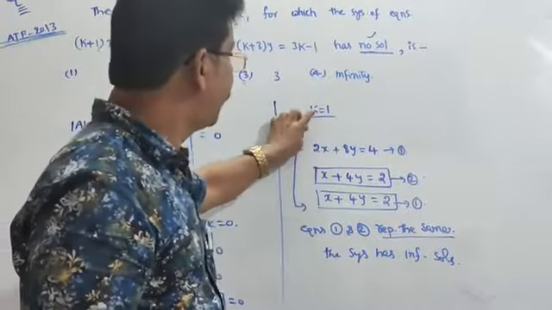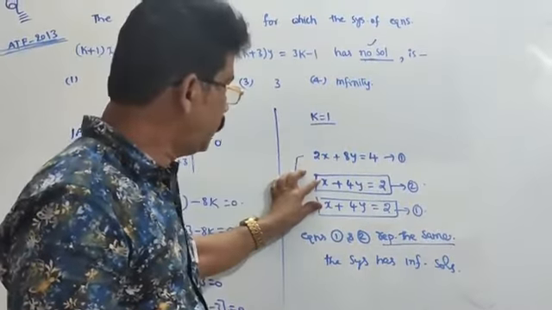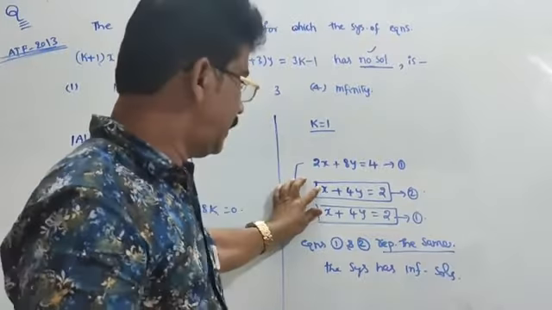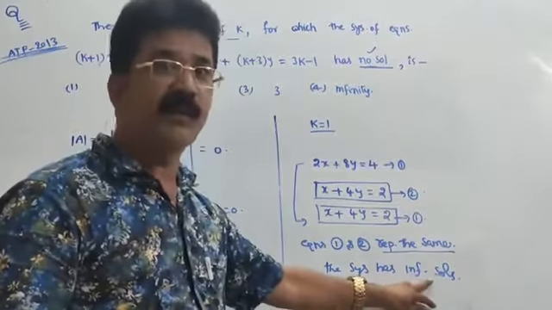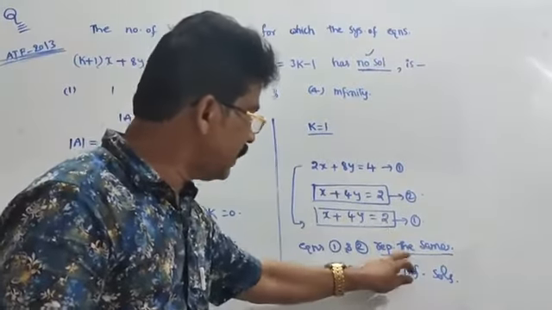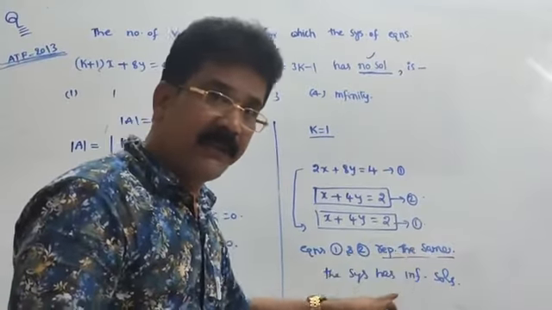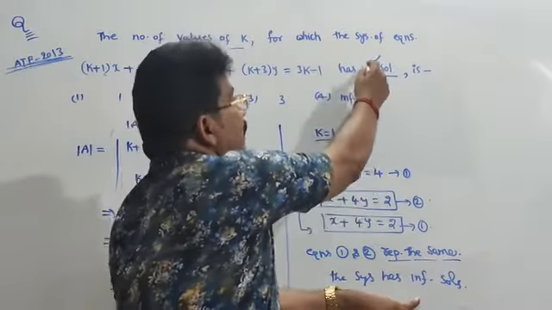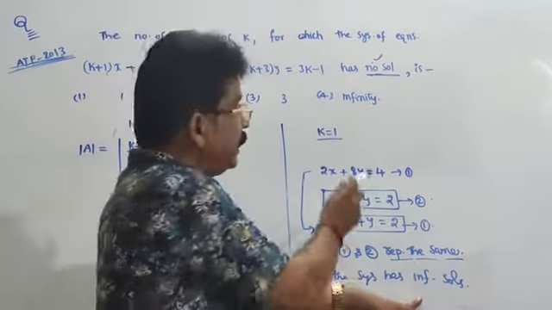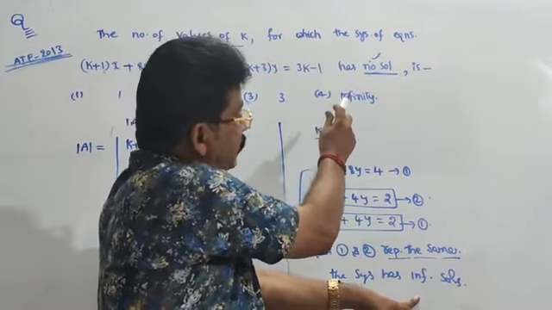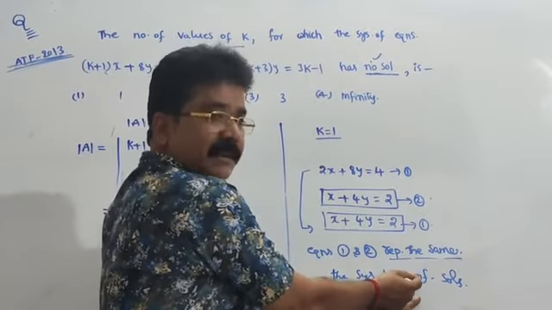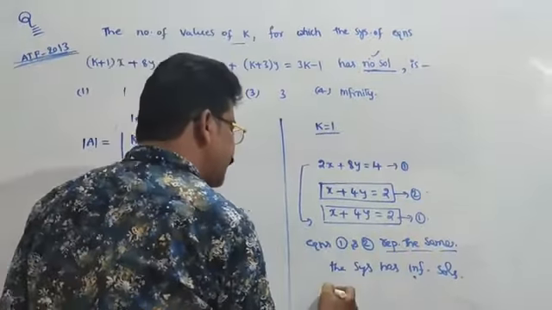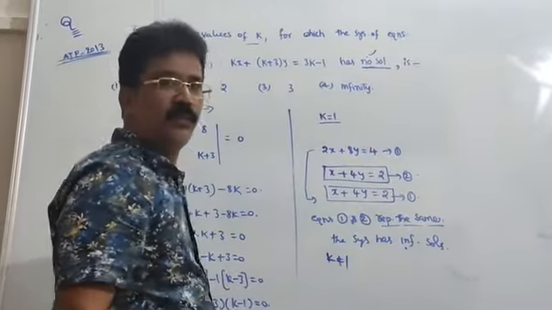Once again, for k equal to 1, both equations represent the same, and in such a case the system has infinite solutions. But in the given question, the system has no solution, so it is a contradiction to say that the system has infinite solutions. Hence, k is not at all equal to 1.